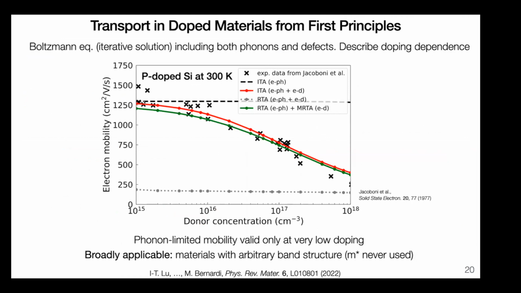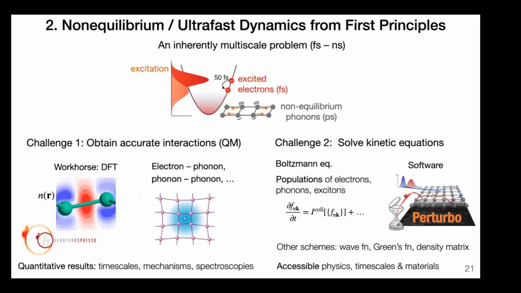However, you see that in practical systems where you have doping, the transport properties change rapidly with doping. And basically, we have included in the full Boltzmann equation both the phonon and the defect scattering. And so now one can study how the electron mobility changes with doping. And this is a set of tools that is broadly applicable and different from conventional theories of transport. One never uses the effective mass or makes assumptions about the electronic structure, but basically it can be done for any material, including those with linear band dispersions.